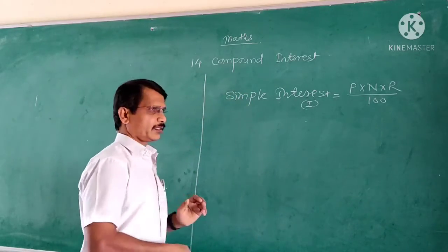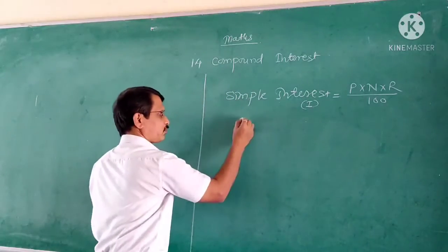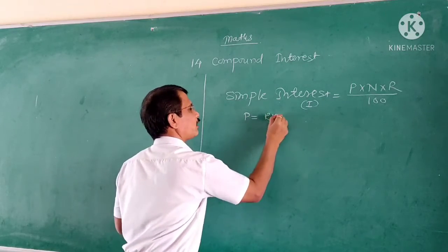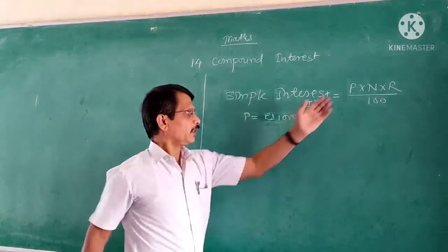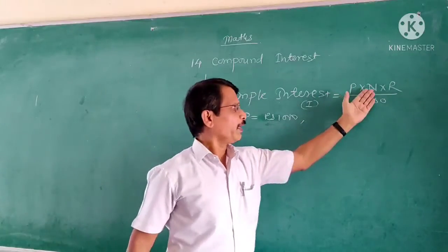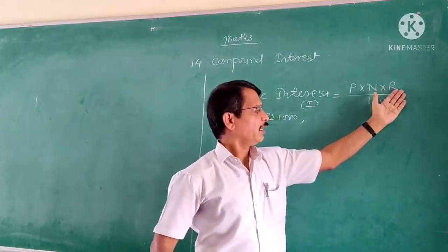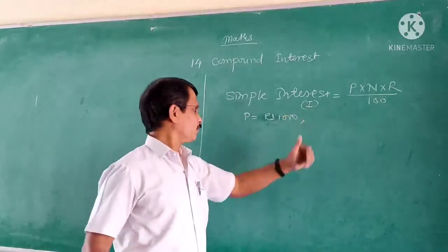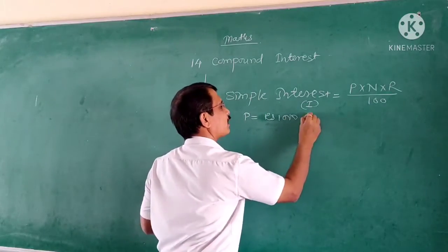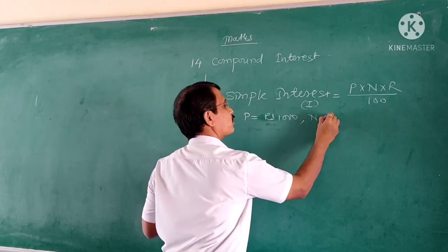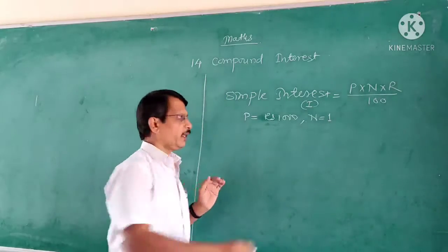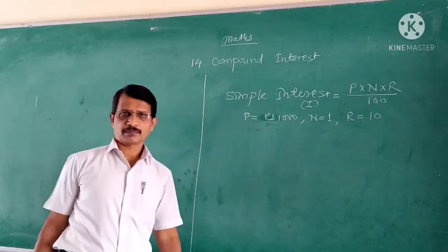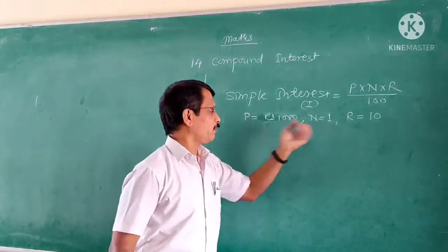Here we consider one example. Here the principal is 1000 rupees. You know P is for principal, N is number of years, R is rate of interest, and I is simple interest. Here the number of years is 1. The rate of interest is 10. Then find the simple interest.